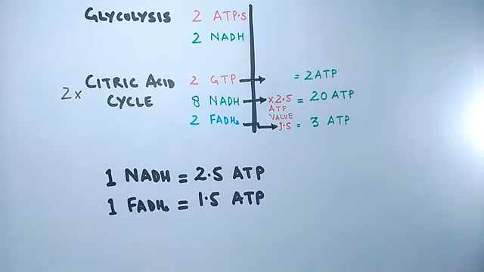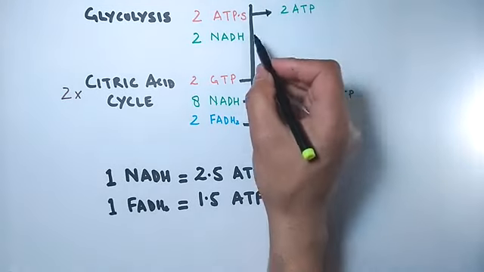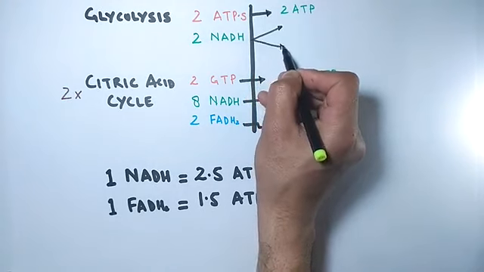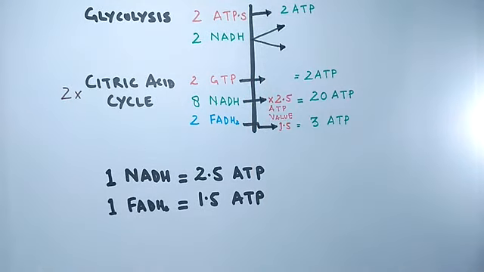Now let's have a look at glycolysis. First of all, we have 2 ATPs directly produced from glycolysis. Then we have 2 NADH molecules. These NADH molecules are very different from the Krebs cycle NADH molecules, since they are produced in the cytosol, because glycolysis runs in the cytosol. So in order to use their electrons in the electron transport chain, the electrons from these carriers need to be shuttled into the mitochondria for oxidative phosphorylation.